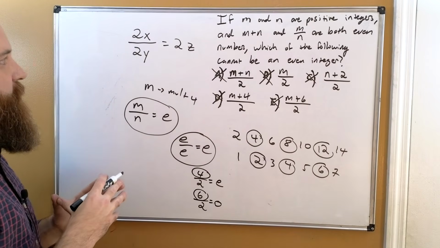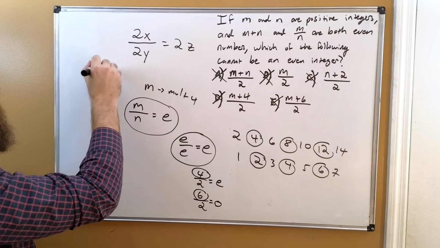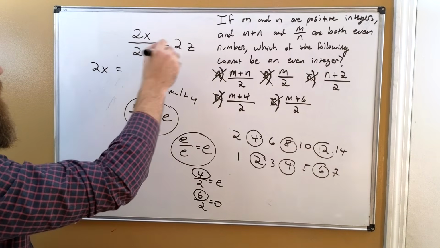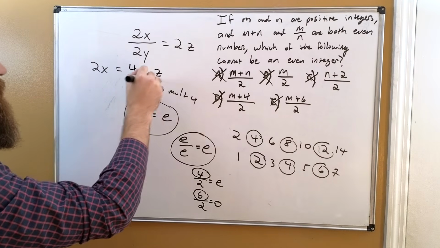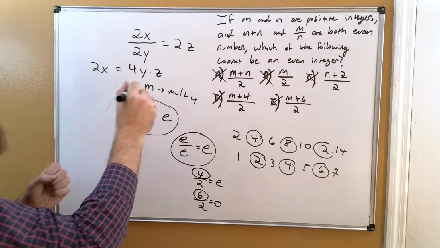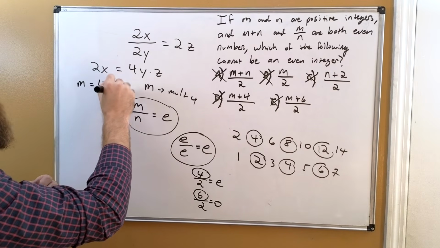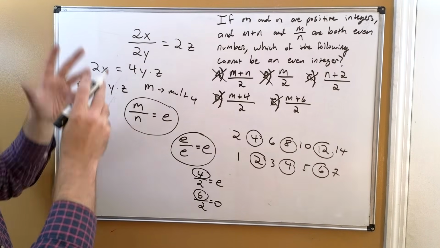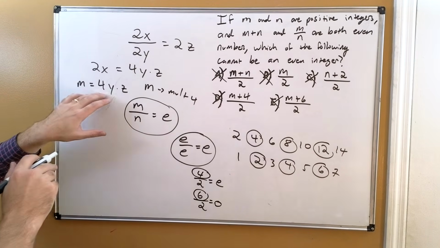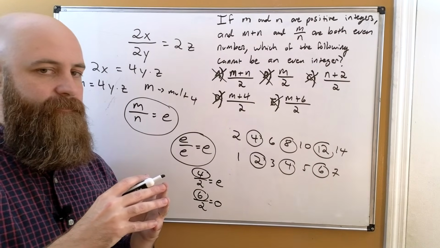Now, what can I find out more specifically about m? Well, if I rearrange this, what do I get? 2x equals 2y times 2z. What is that? 4yz. Okay, now 2x was just a stand-in for m, so I'll just rewrite this. m equals 4yz. Okay, now I said x, y, and z are all just integers, so m is equal to 4 times an integer. Thus, m is a multiple of 4.